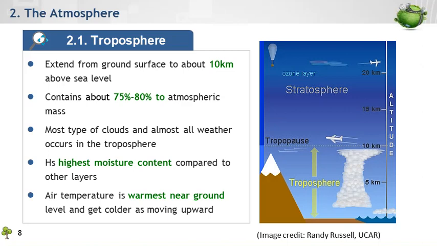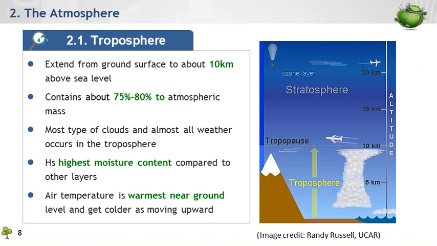The troposphere is also the wettest layer of the Earth's atmosphere. This is because this layer stays in closer contact with all sources of water on the ground, including the ocean, lakes, rivers, and also the frozen water system. So naturally, it has higher moisture content compared to other layers. The air temperature in this layer is generally warmest at ground level and gets colder as we move outward.